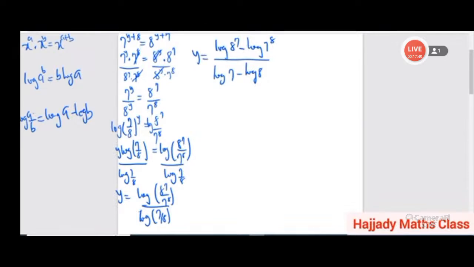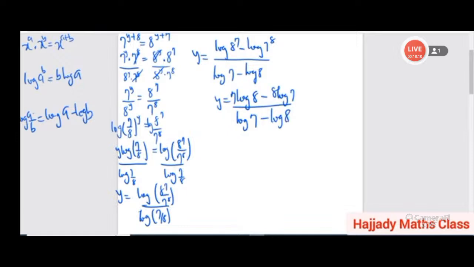From here, we can say, using the same law that log a raised to power b is the same thing as b log a, the same thing can be applied here. So my y will be equal to, with the 7 going to the back, 7 log 8 minus 8 log 7, everything over log 7 minus log 8.